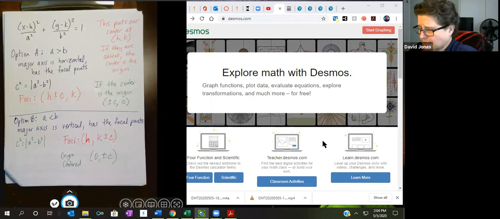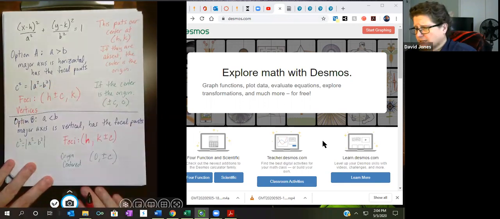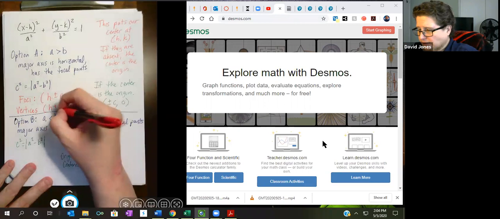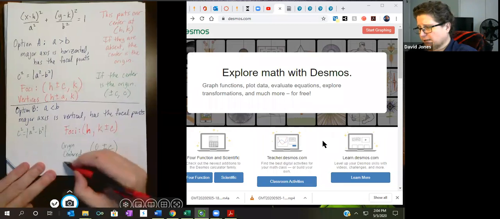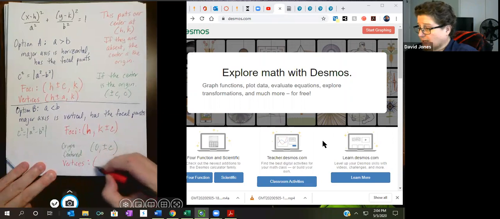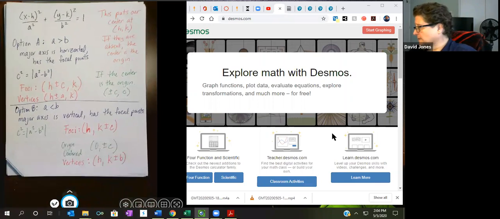The vertices for these, maybe I should list them. We add a or subtract a from h. And the vertices here, we do the same thing on k, but it's with b. Okay, ready to look at some examples?